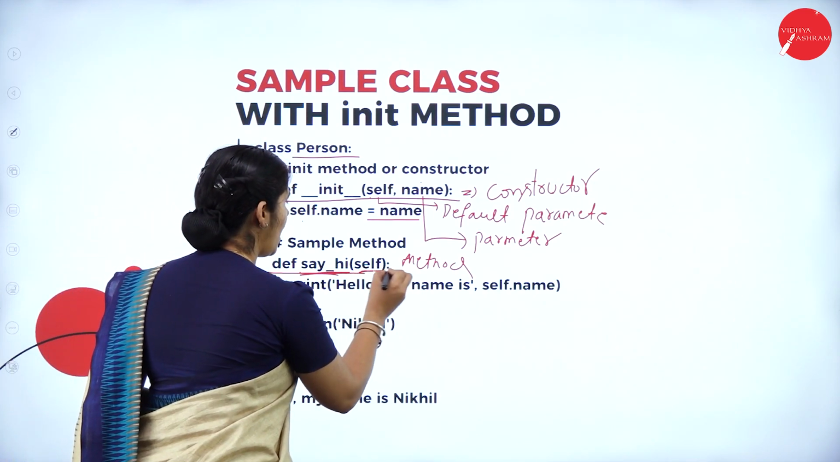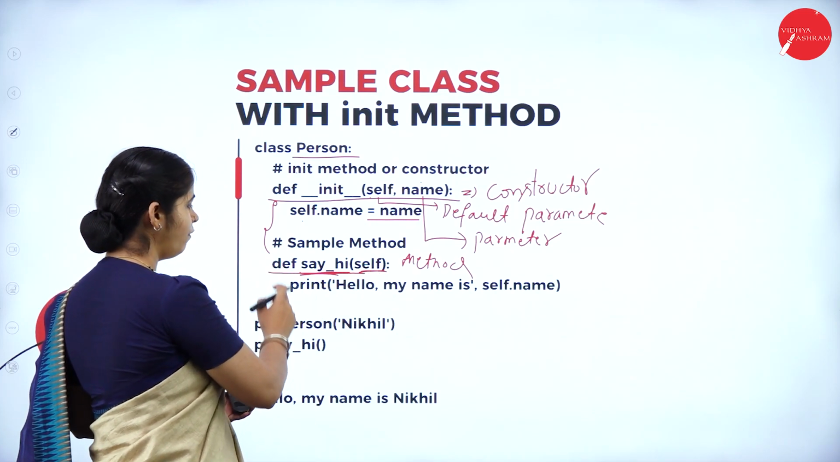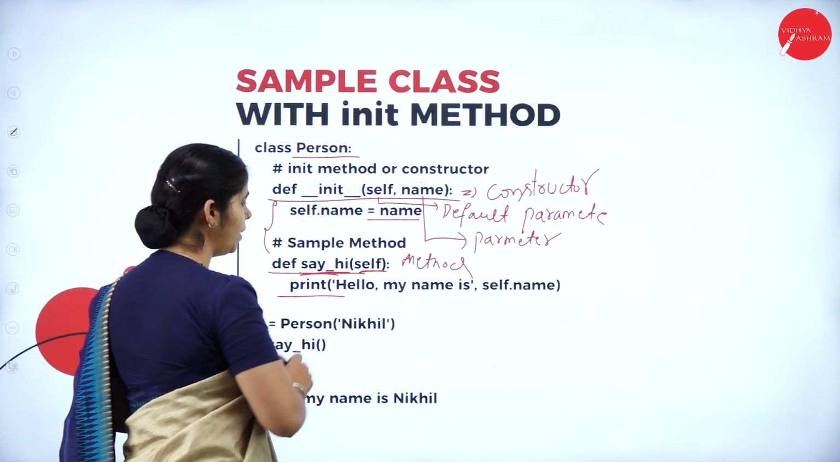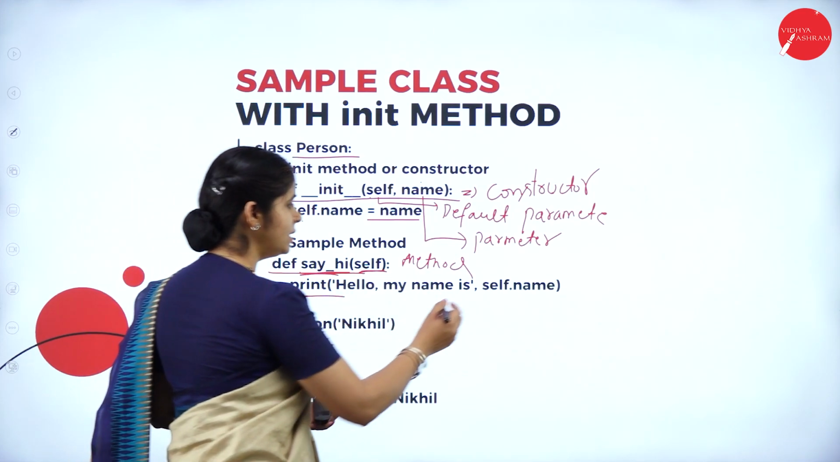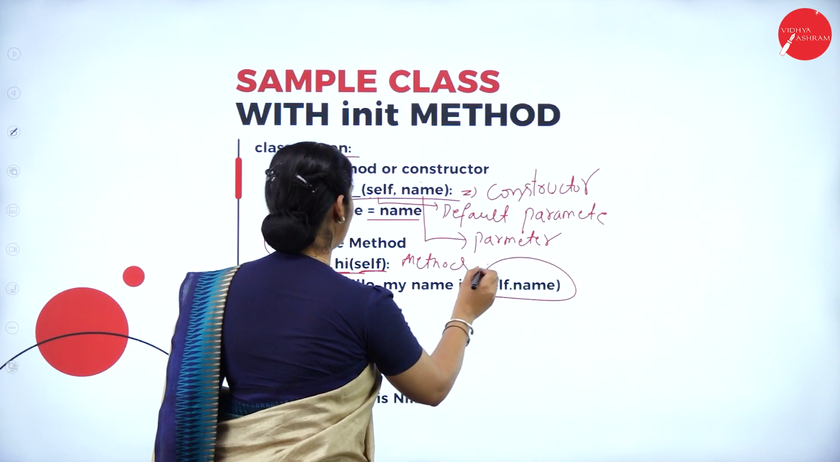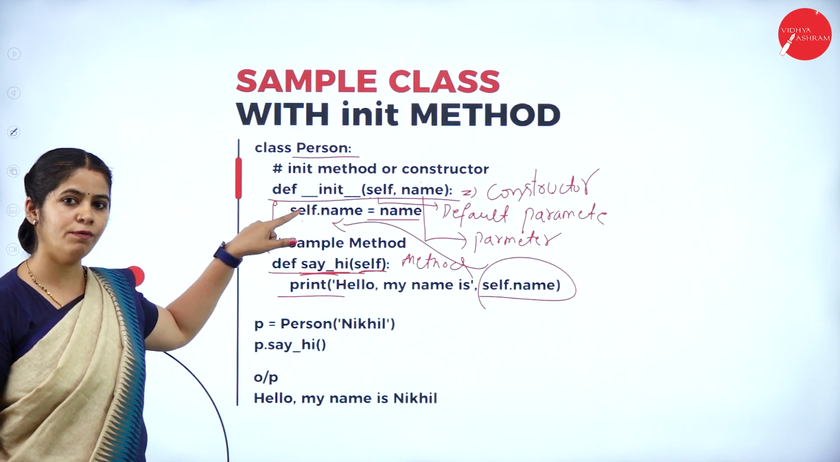Say hi is a method that is there when we call the init function. So here also we have a default parameter called self. What will this function have? It will print one statement like hello, my name is. What is this self dot name? Self dot name will be accessed by the attribute of init function.